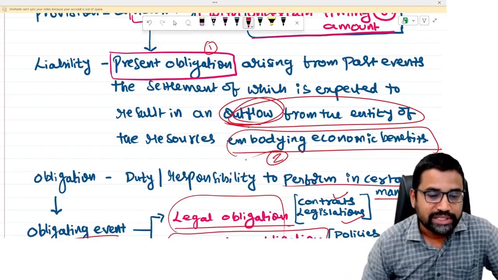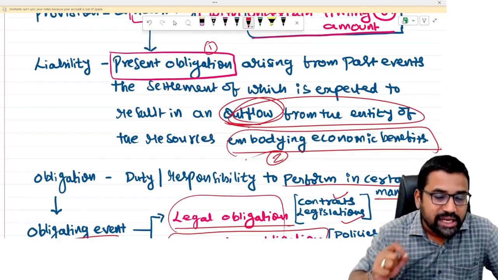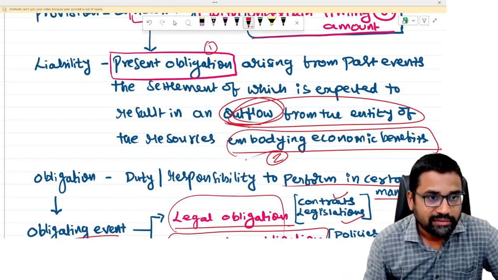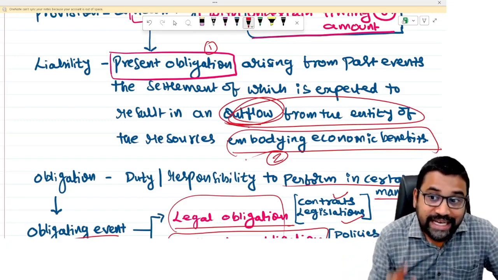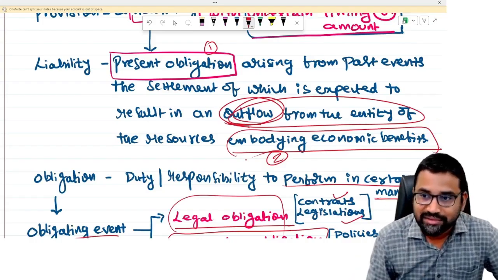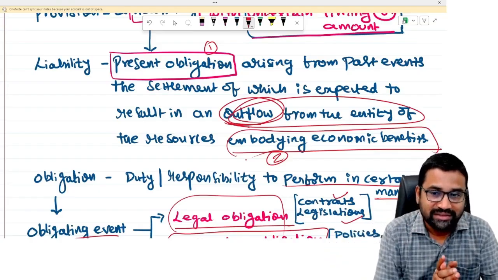First of all, there should be a present obligation. Is there an obligation? Is it compulsorily required to pay? Is it an obligation on the part of the company? First thing you see that. Second thing is, this obligation involves outflow of resources to settle it. If these two things are satisfied, then we say liability.